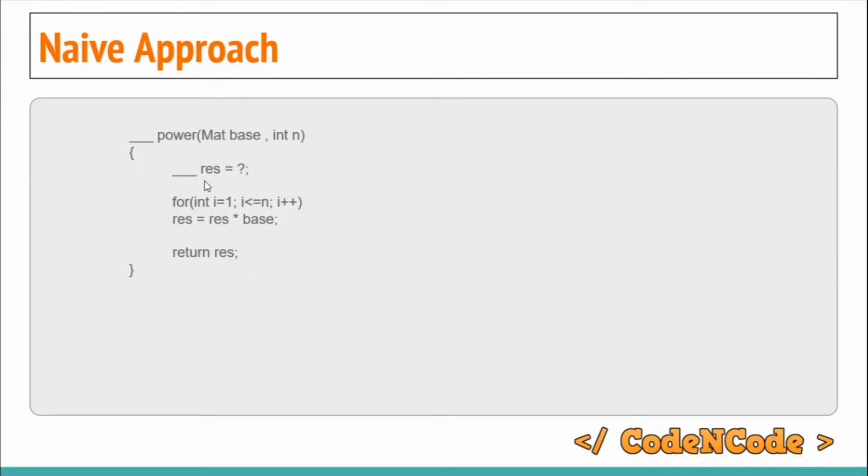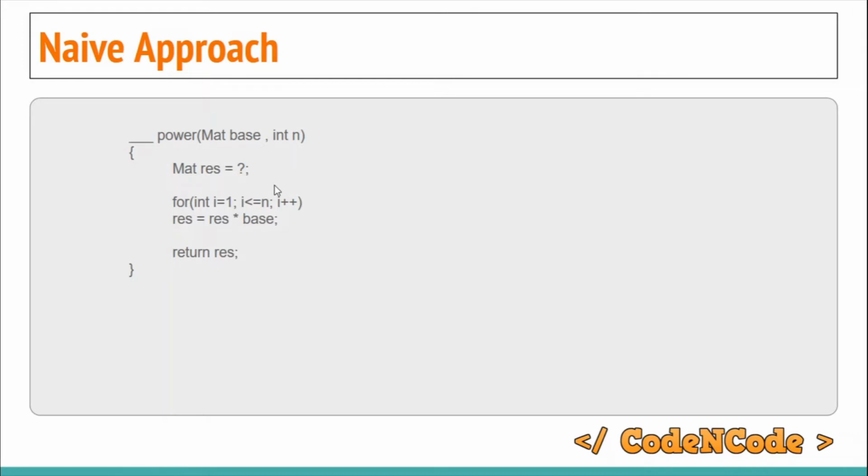Now the question is, what should be the return type or data type of this result? Of course, since a matrix raised to power some integer is still a matrix, the data type should be a matrix. Okay, so this is okay. But now with what value should we initialize result with? Now you see, since this is a matrix, we can't initialize it with 1.